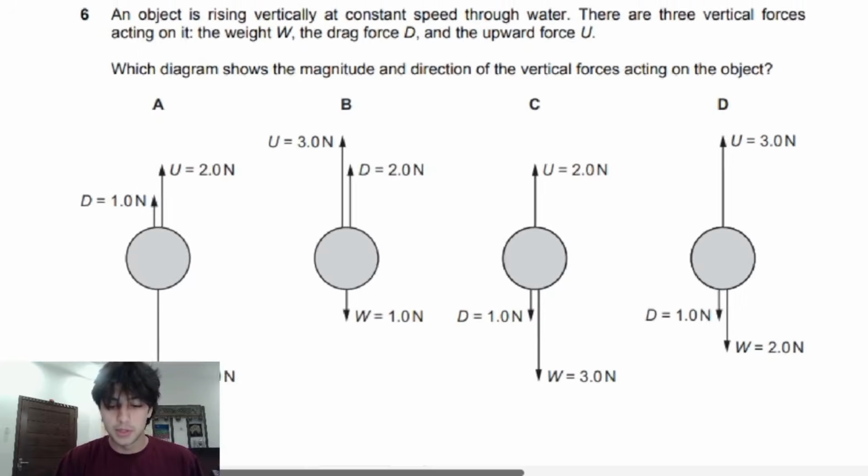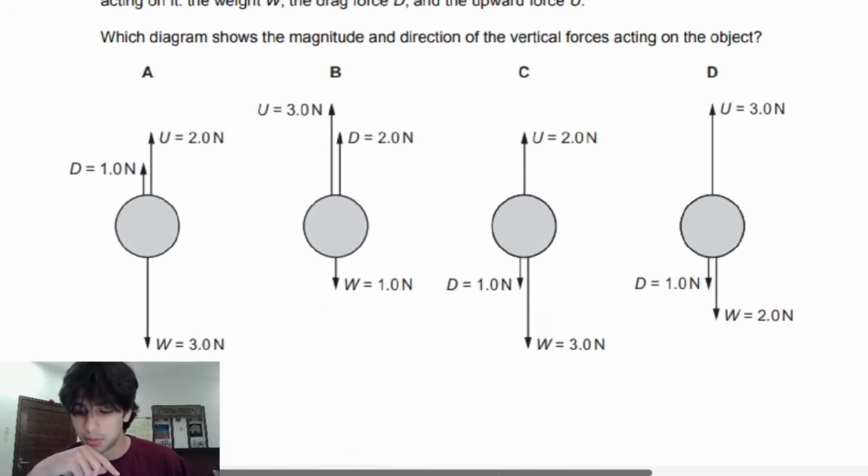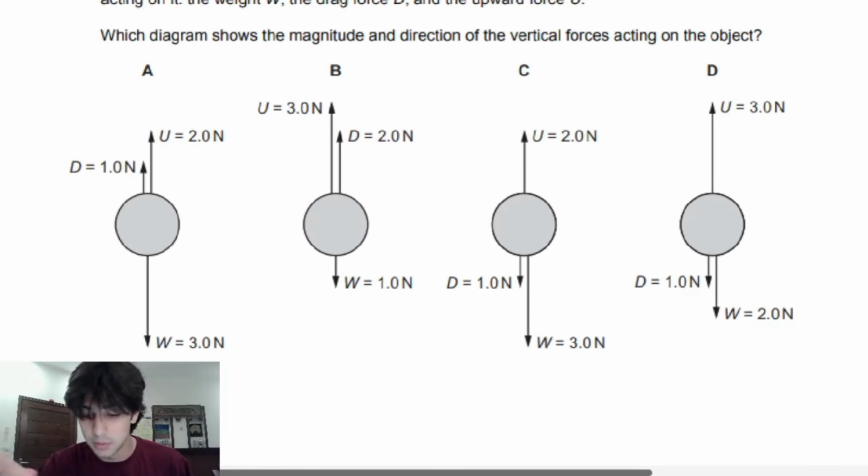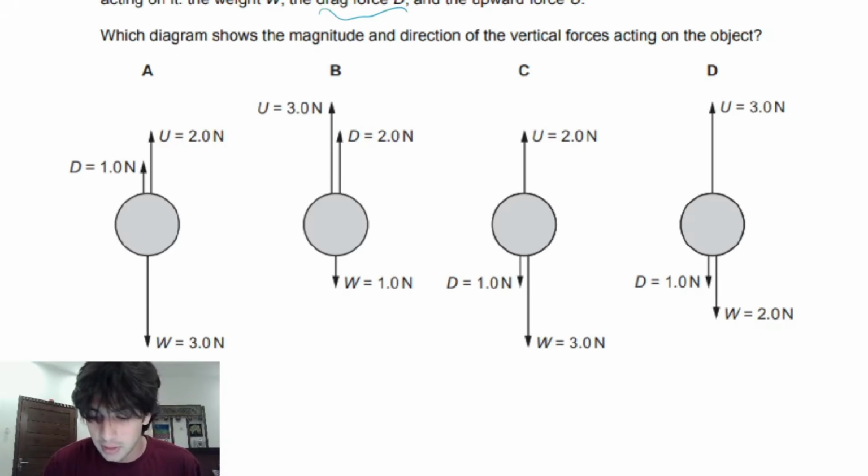Okay, next question. An object is rising vertically at a constant speed through water. There are three vertical forces acting on it: W, D, and U. तो हमने अभी क्या बात की थी? D is the frictional force. Upward force हमारे पास U होगा, which is usually upthrust. And we have weight. Which diagram shows the direction and magnitude of the vertical forces?